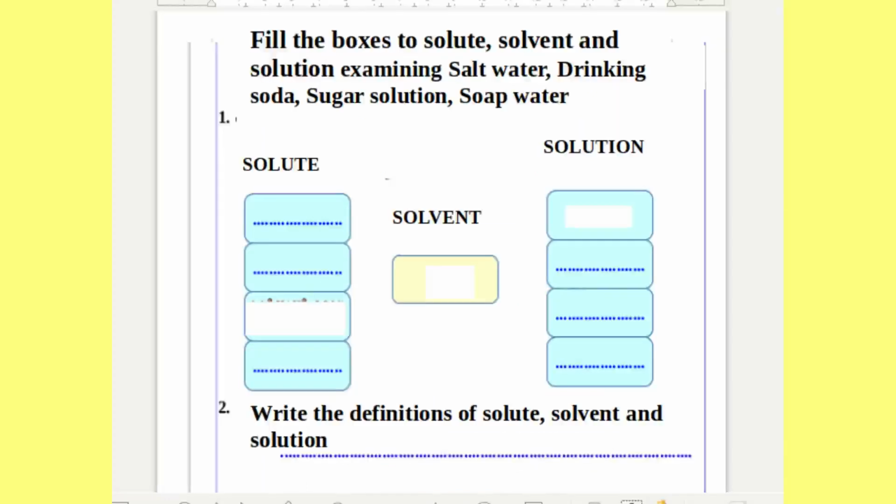Worksheet 4. Fill in the boxes: solute, solvent, and solution. Examine salt water, drinking soda, sugar solution, and soap water. Write the definitions of solute, solvent, and solution.